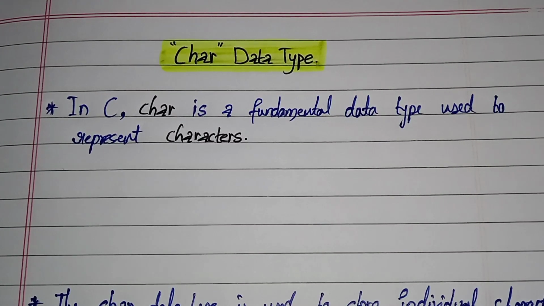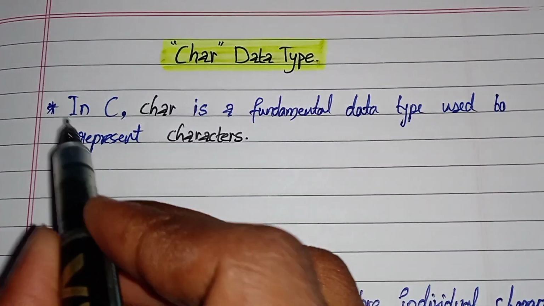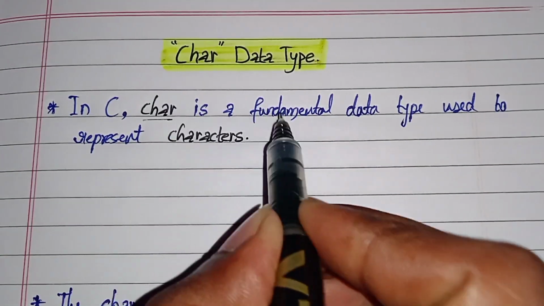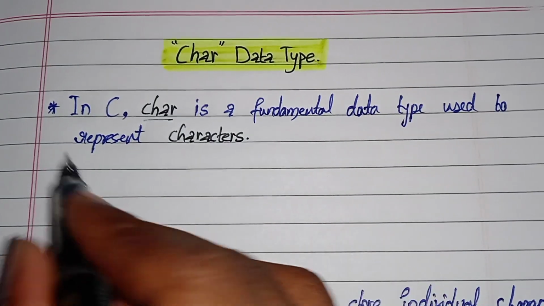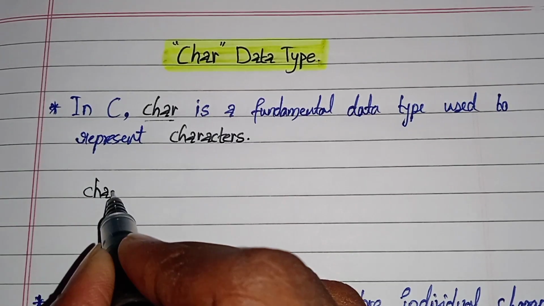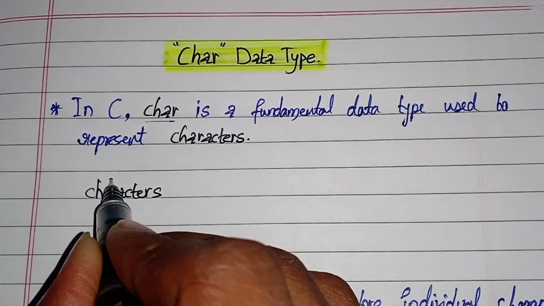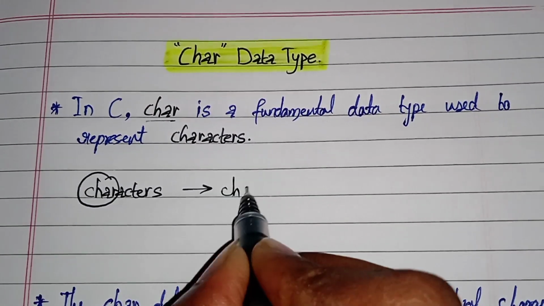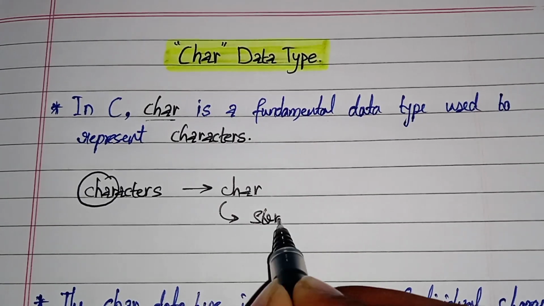So in this video you will learn what is char data type. Okay, so let's begin. So char data type in C. Char is a fundamental data type which is used to represent characters. Okay, so characters. From characters, CHAR is taken. Okay, so it is used to store the characters.